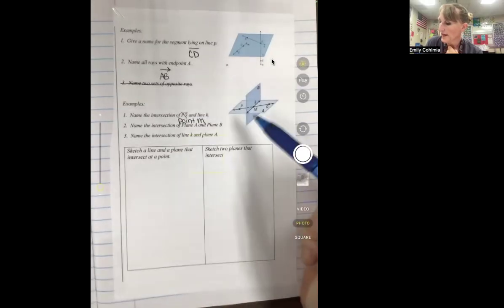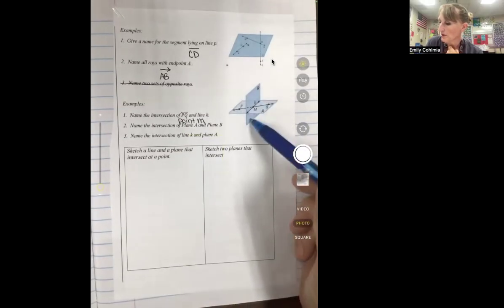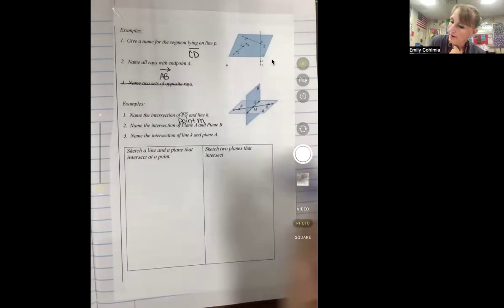Name the intersection of plane A and plane B. So here's your plane B, here's your plane A. The intersection would be at line K.